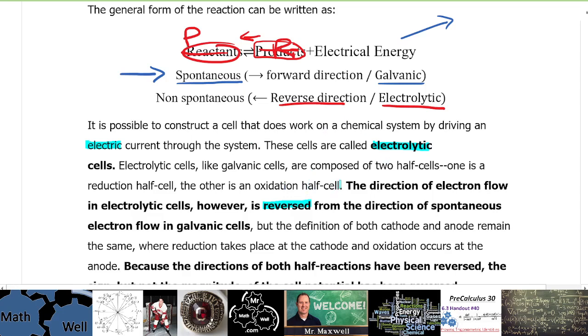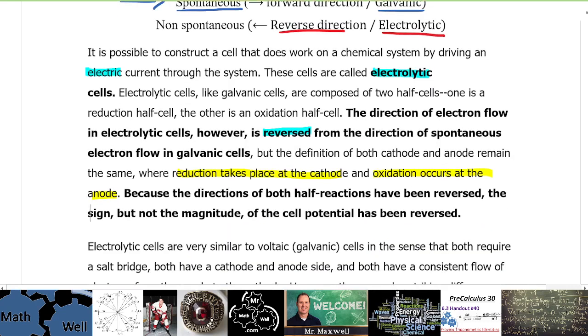So the definition of a cathode and anode still remain the same, where reduction takes place at the cathode. This is not a blank, but still important. Reduction does take place at the cathode, and oxidation occurs at the anode. But because the directions of both half reactions have been reversed, the sign, but not the magnitude, of the cell potential has been reversed. Before, we had lots of positive voltage in those examples that we did. Now if we're applying electrical energy to reverse the process, we're going to get a negative.